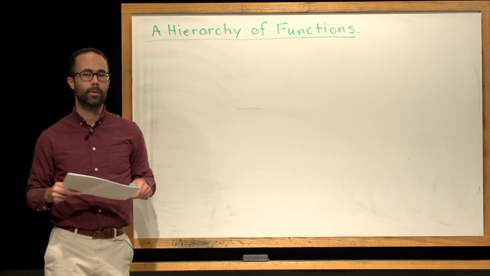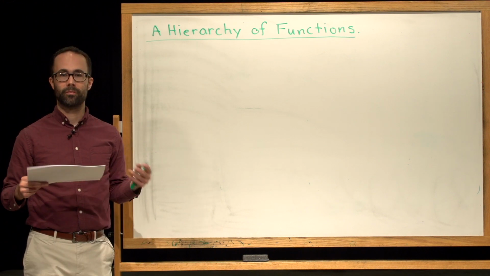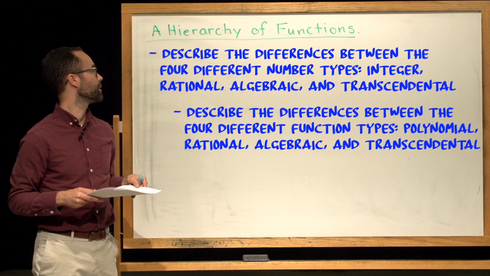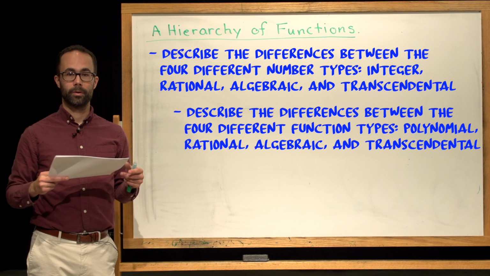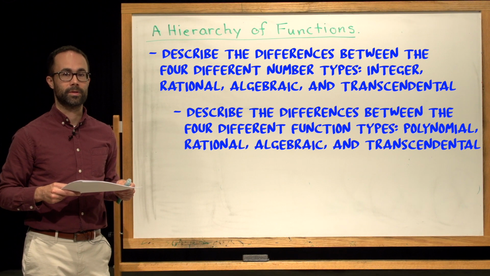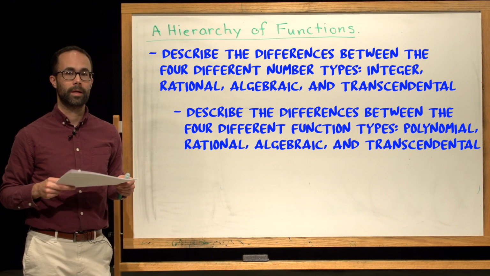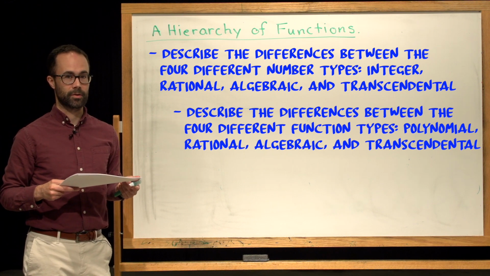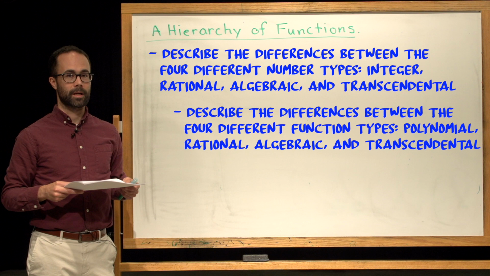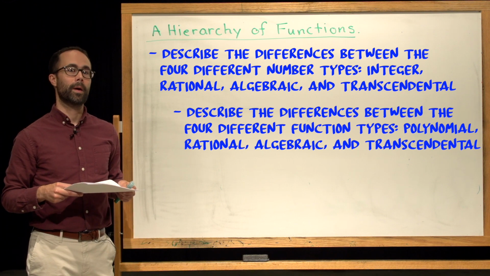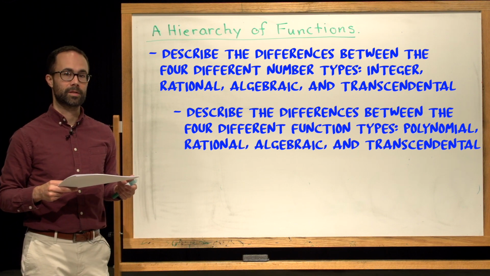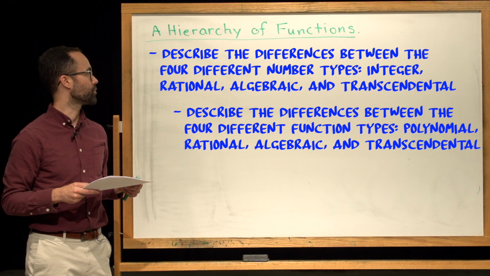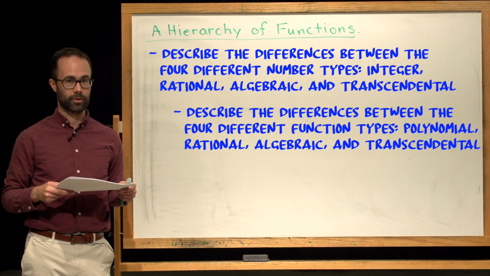And our objectives really come in two different forms. So our first two objectives are to look at the hierarchy of numbers. So there's four kinds of numbers that we'll consider: integers, rational numbers, algebraic numbers, and transcendental numbers. In our second objective for this video, we'll compare that to a similar list of functions. So we'll look at polynomials, rational functions, algebraic functions, and transcendental functions.